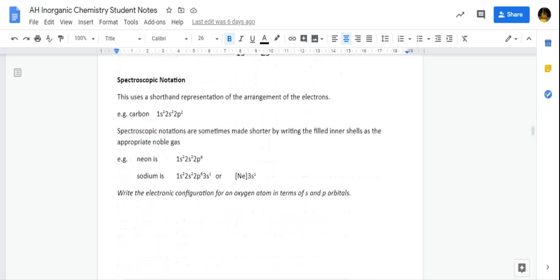And finally, the spectroscopic notation uses a shorthand way to represent the arrangement of electrons. For example, carbon has 6 electrons. In the 1s orbital there are 2 electrons, so this 1 represents the first energy level, s is for the orbital, and that 2 shows that there are 2 electrons in it. 2s2 means there's 2 electrons in the 2s orbital. 2p2 means that there are 2 electrons in the 2p subshell.